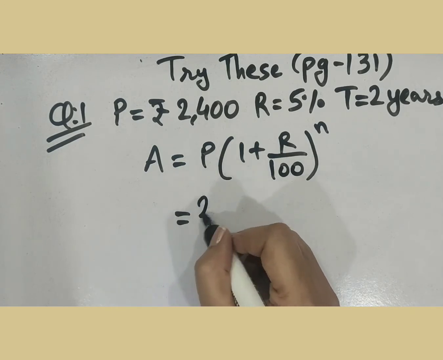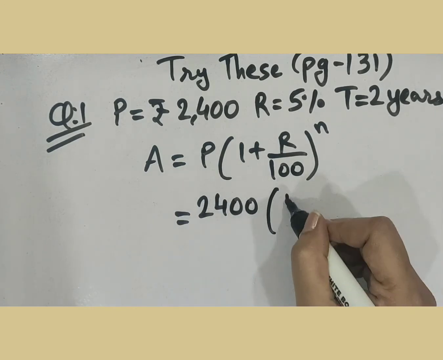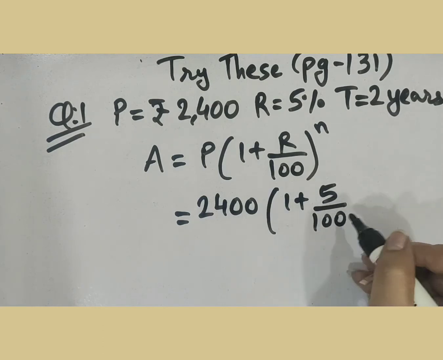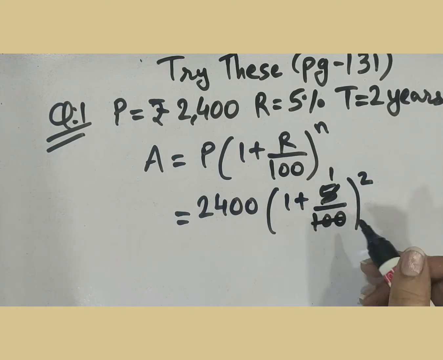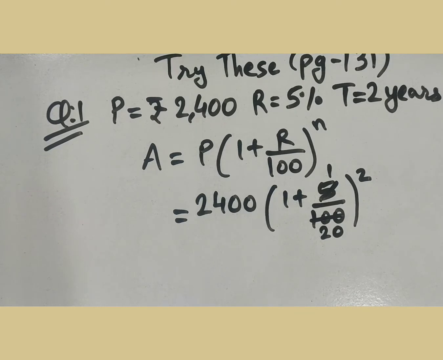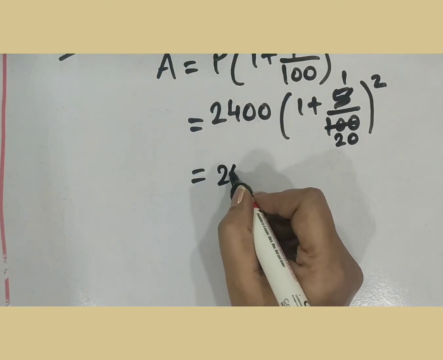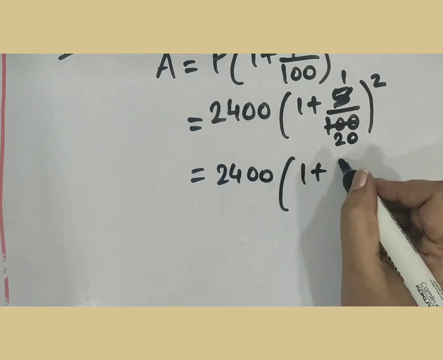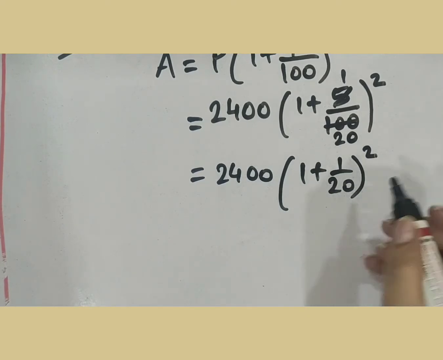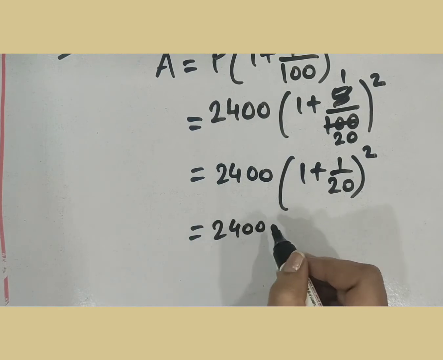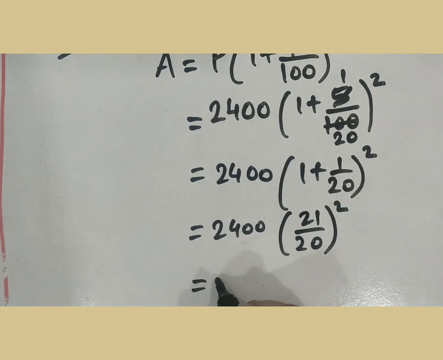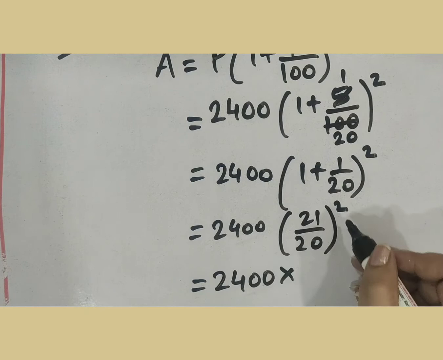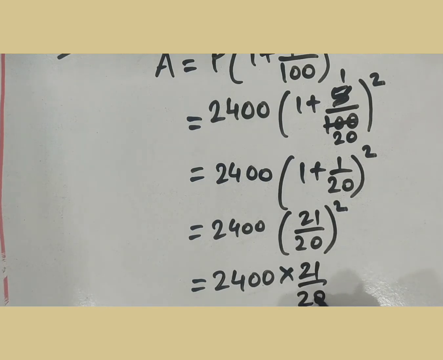That will be equal to 2400 into 1 plus 5 upon 100 whole raised to 2. Both will go by 5. 5 ones are 5, here it will be 20. So that will be equal to 2400 into 1 plus 1 upon 20 whole square. Now if I take the LCM here, it will be 21 upon 20 whole square. That will be equal to 2400 into, since it is square, I am going to write it 2 times, multiply by 21 upon 20.